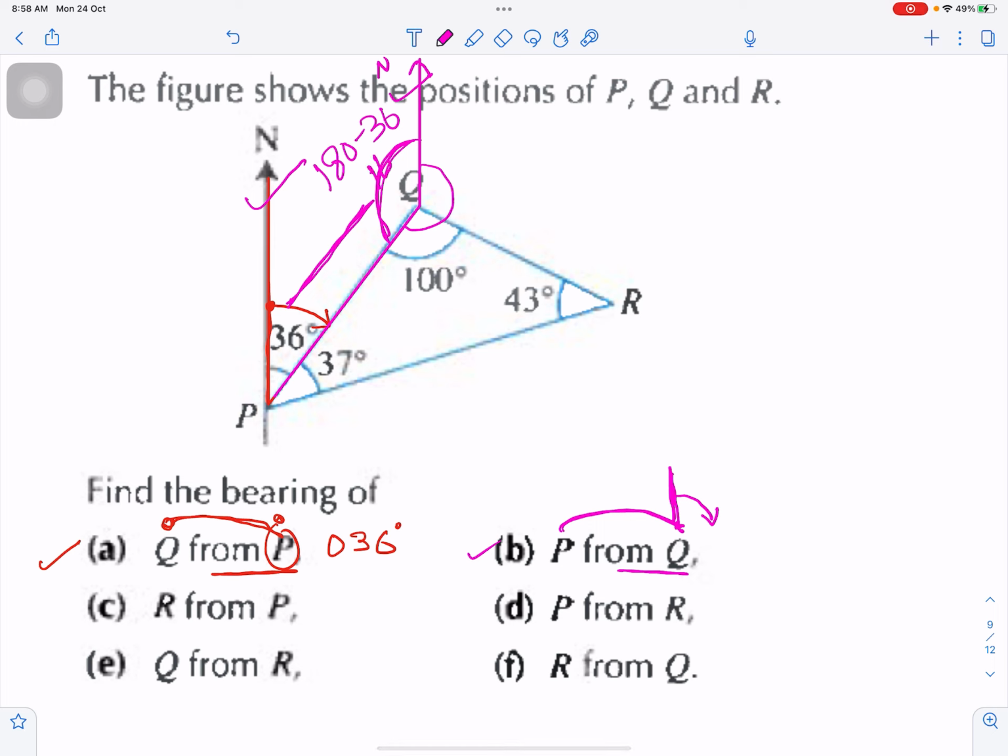So this answer is 144, but I am looking for this one, right? So we know the angle at a point is 360 degrees. So if this part is 144, this part is what? 360 minus 144, which is 216. So my bearing of P from Q is 216 degrees.